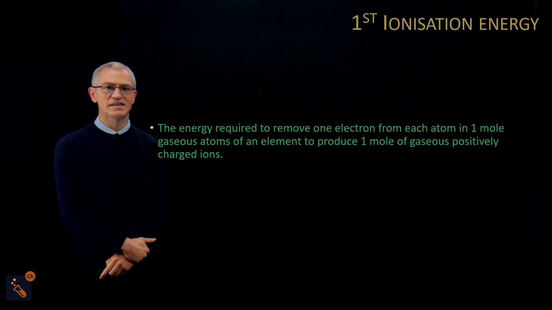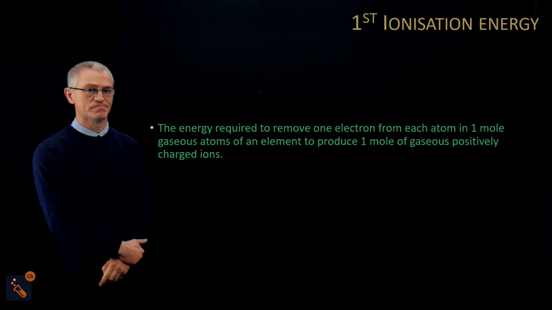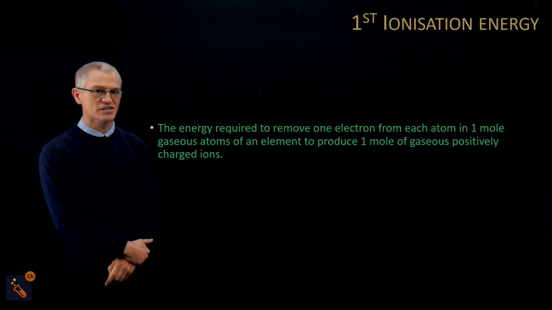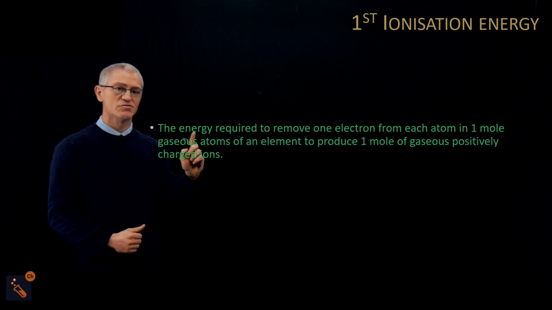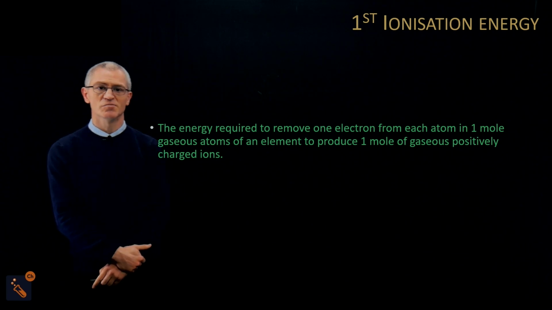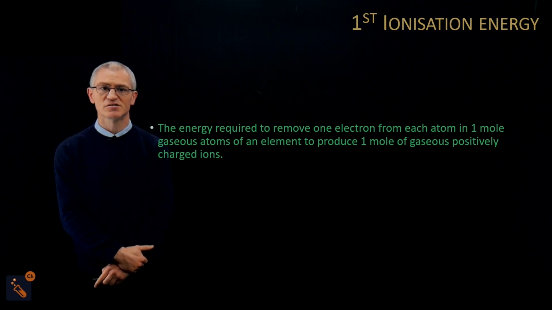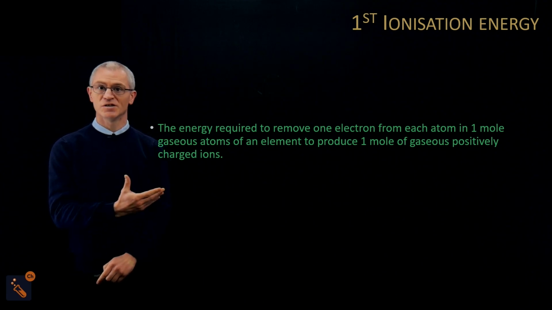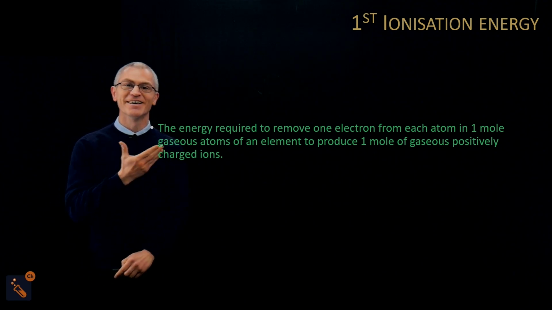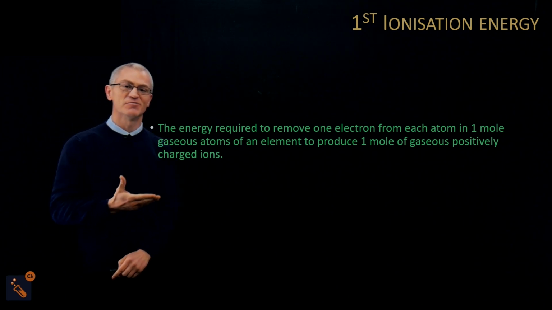Now, this then leads us on to ionisation energy. So ionisation energy is the energy required to remove 1 electron from each atom in 1 mole of gaseous atoms of an element to produce 1 mole of gaseous positively charged ions. That is a real mouthful, and I'm not surprised that you look at that and go, how am I meant to remember all of this?